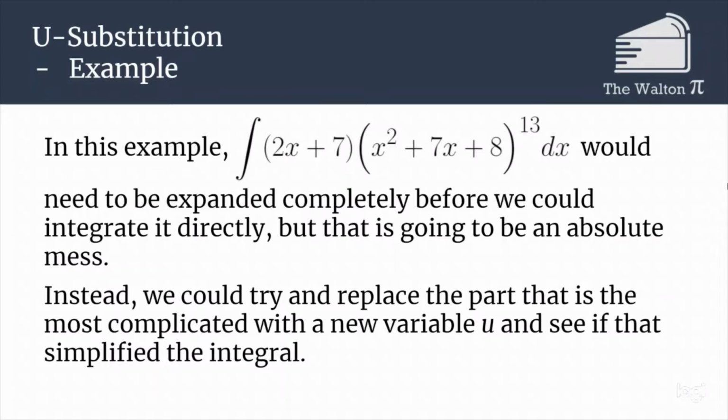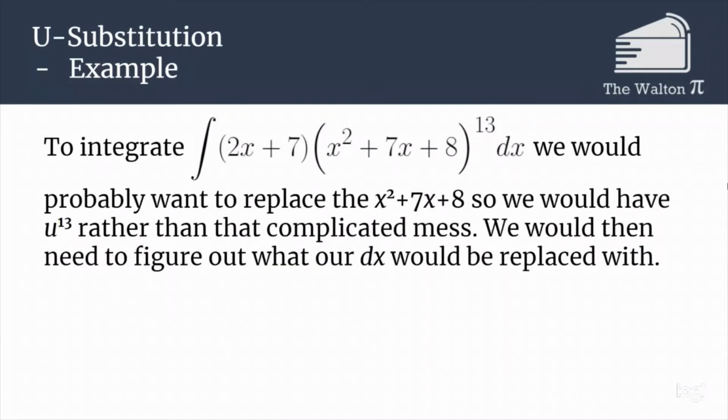In this case, the thing that's the most complicated is the fact that we have x squared plus 7x plus 8 raised to the 13th. So we might want to say u equals x squared plus 7x plus 8. Then we would just have a u to the 13th, and then we would hope that the 2x plus 7 would disappear with part of our du.